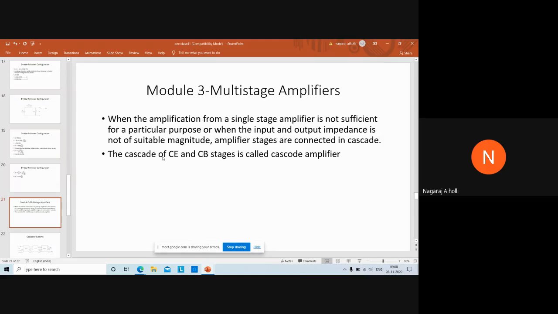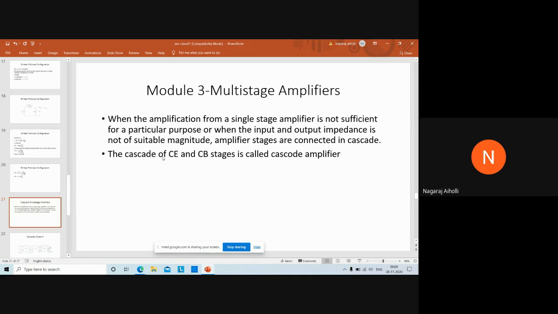But if we connect one such circuit to the next similar circuit, then it becomes multi-stage. If we are connecting two identical circuits and applying the output of one circuit to the input of the second similar circuit, then that is called a multi-stage amplifier. Like this, we can connect n number of stages to get a multi-stage amplifier.